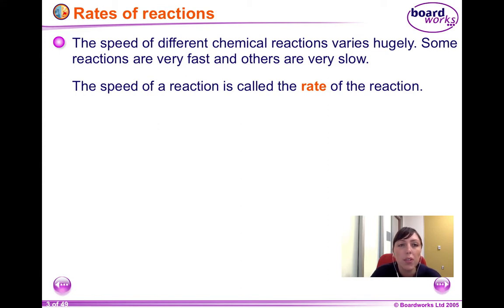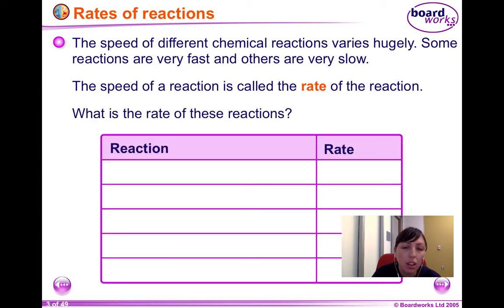Okay, so we've talked a bit about rate of reaction, and we're going to go into a lot more detail in this lecture. The speed of different chemical reactions varies hugely. Some reactions are very fast and some are very slow, and the speed of a reaction is called the rate of reaction.